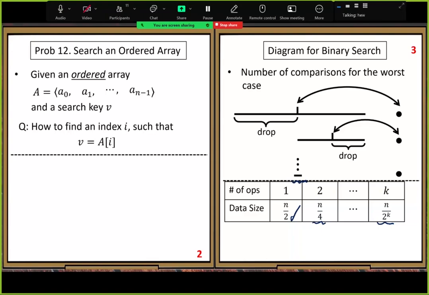Yeah, all right. That's the data size relationship.